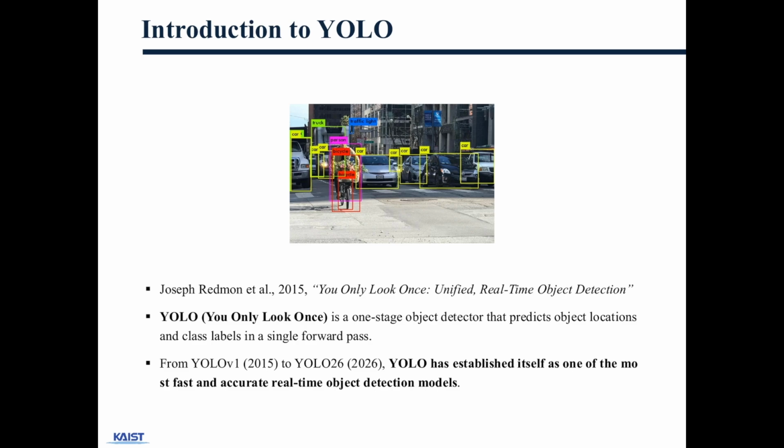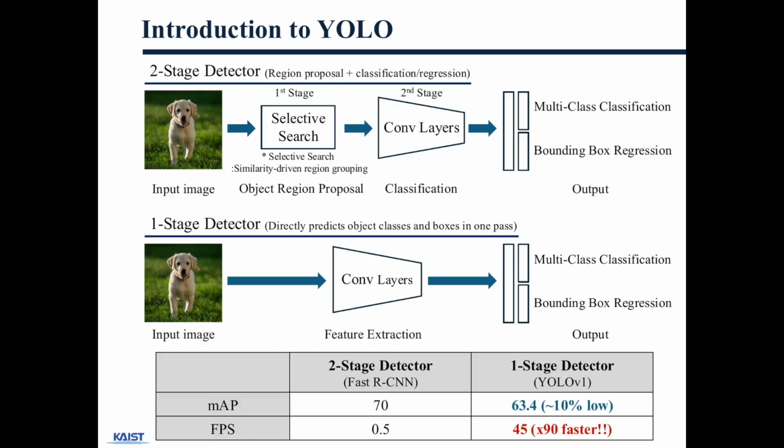The details have changed a lot over time, but the central philosophy has remained similar: fast, unified, and practical object detection in a single pass. On this slide, we compare two-stage detectors and one-stage detectors. Let us start with the two-stage detector.